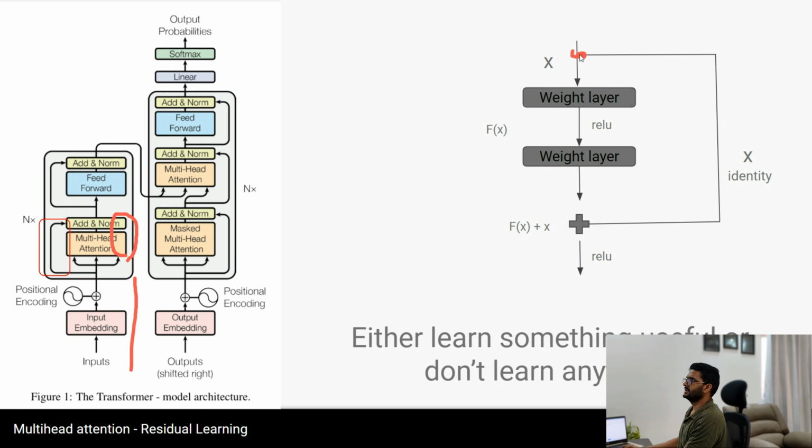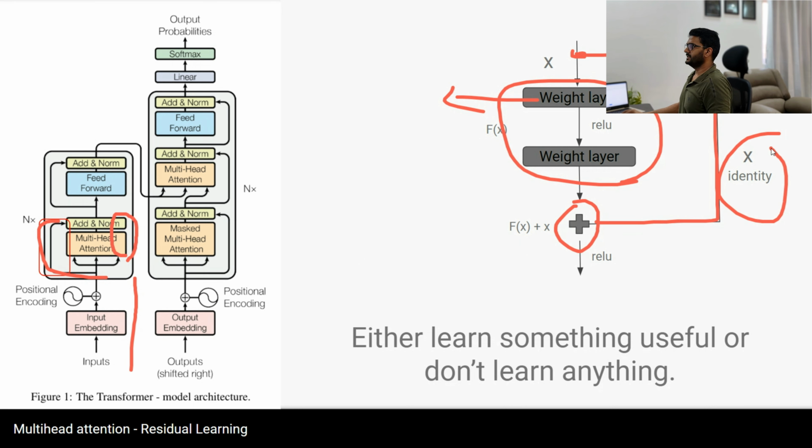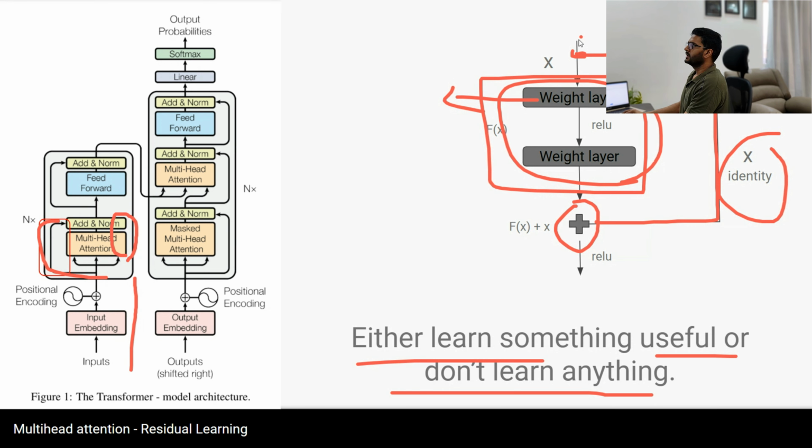What we are essentially saying is X is my identity. Whatever you're doing here, either you will learn something useful or you don't learn anything, I don't care. When we do this kind of residual learning, we basically facilitate this. Okay? Let's understand residual learning with an example.